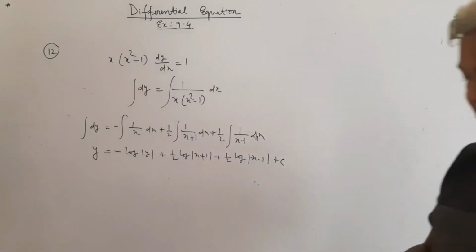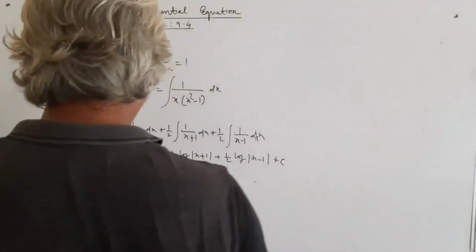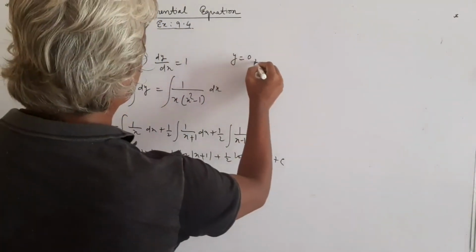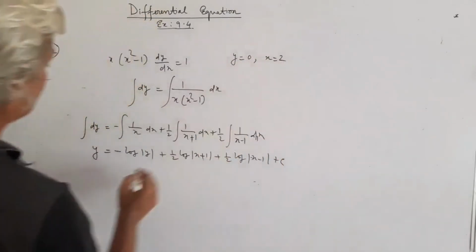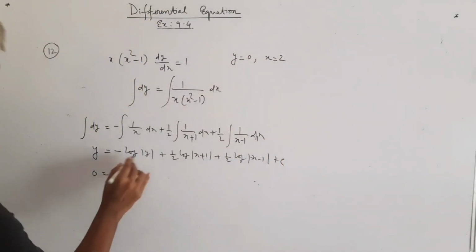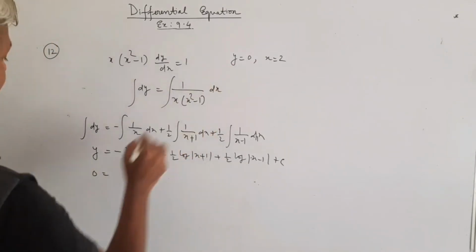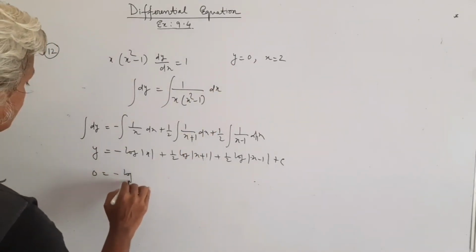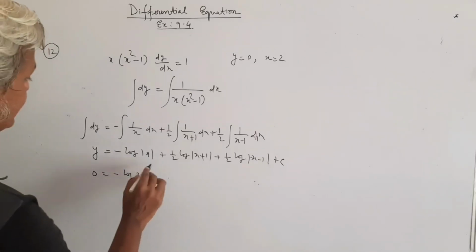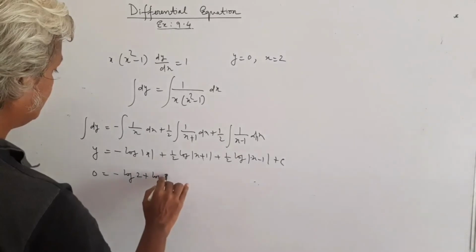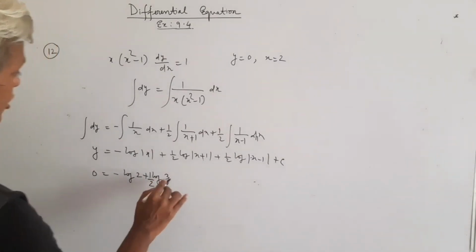Now what are the given set of values? It says that y is 0 when x is 2. So y is 0 when x is 2. It means this is 0. Now minus log 2, fine, we need this value. This is plus log 3, plus log 3 means half log 3.